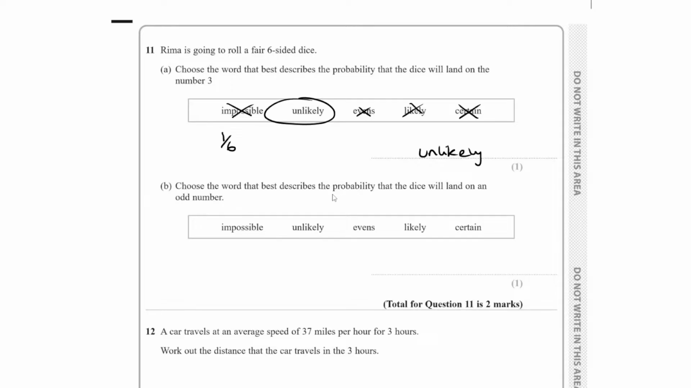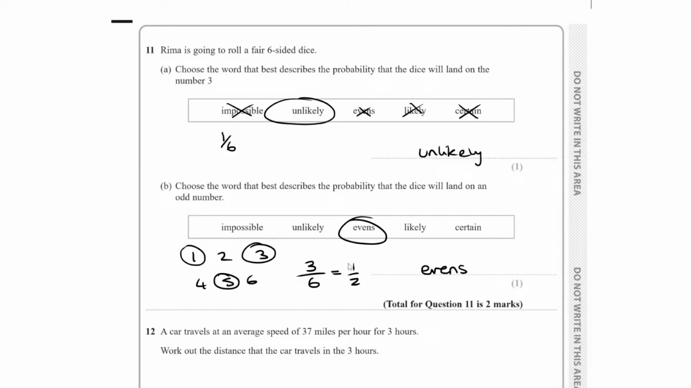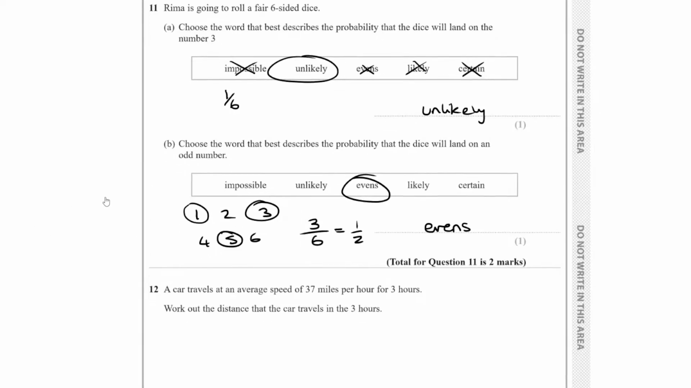Choose the word that best describes the probability that the dice will land on an odd number. So think about it, obviously our dice says 1, 2, 3, 4, 5, 6. Odd numbers, 1, 3, and 5. Do you see how that's 3 out of 6? Out of 6 chances, there are 3. That's exactly a half, isn't it? Which is, therefore, evens. Same if it was an even number, half a chance, 3 out of 6.